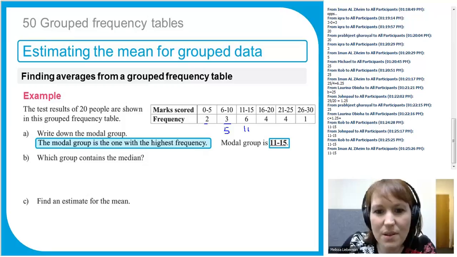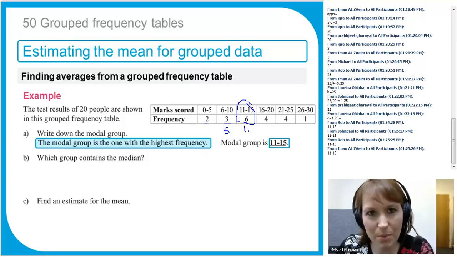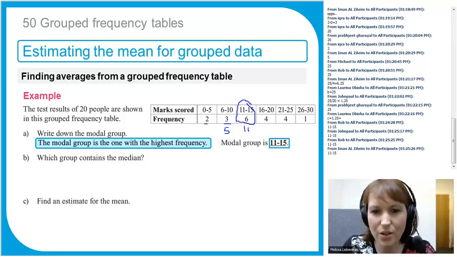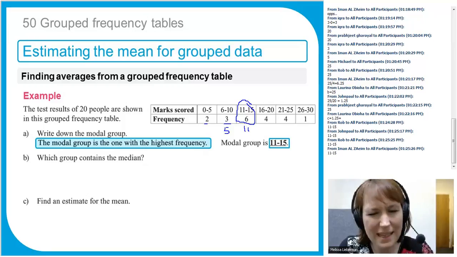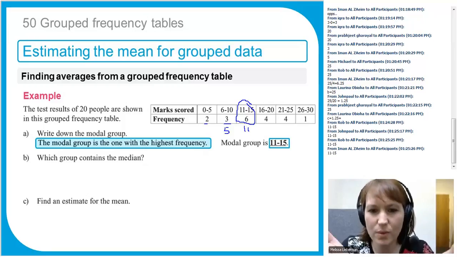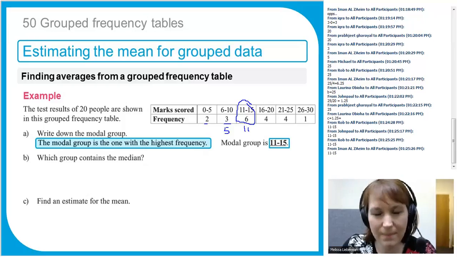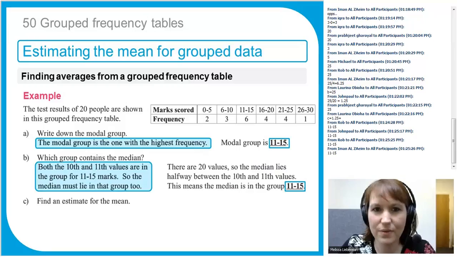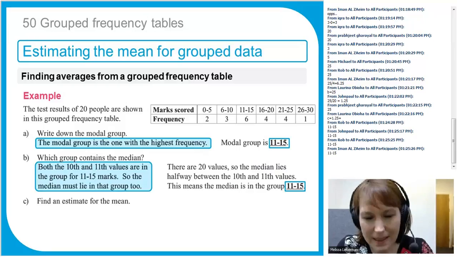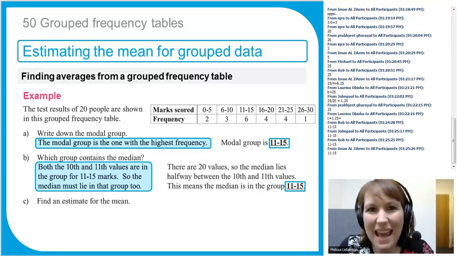It's quite common for the modal group and the median, because they're both just different types of average, to fall into the same category. So here we've got the same answer. It's not always the same answer, so watch out. So yes, the category that contains the 10th and the 11th person must be the score of 11 to 15. Good. Have you got that? 11 to 15. And then part C, let's find an estimate for the mean.